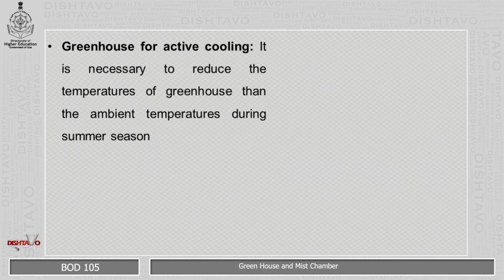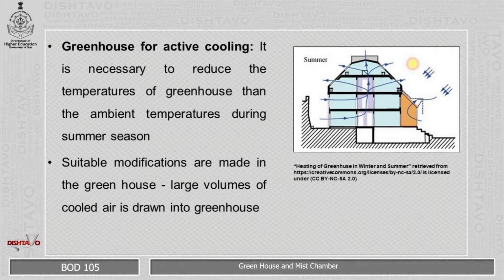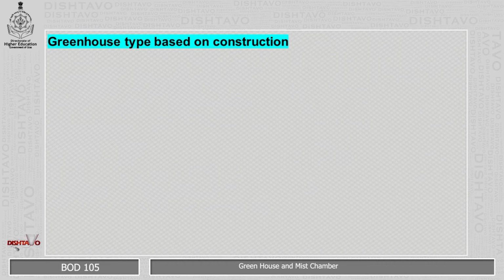The second type is greenhouse for active cooling. It is necessary to reduce the temperature of the greenhouse below the ambient temperature during the summer season. Therefore, suitable modifications are made in the greenhouse and large volumes of cooled air are drawn into the greenhouse.